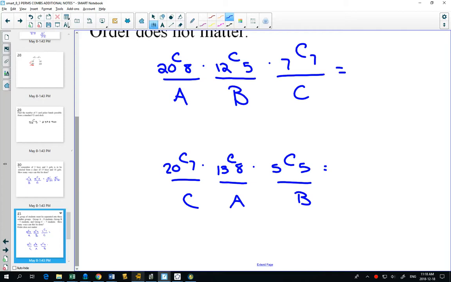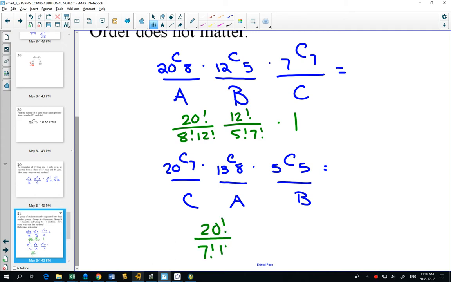Notice what happens if you go to your formulas. 20 factorial over 8 factorial, 12 factorial. Then 12 factorial over 5 factorial, 7 factorial. And this one's 1, so I'll just write that. This one would be 20 factorial over 7 factorial, 13 factorial. This one would be 13 factorial over 8 factorial, 5 factorial, and this one is 1.